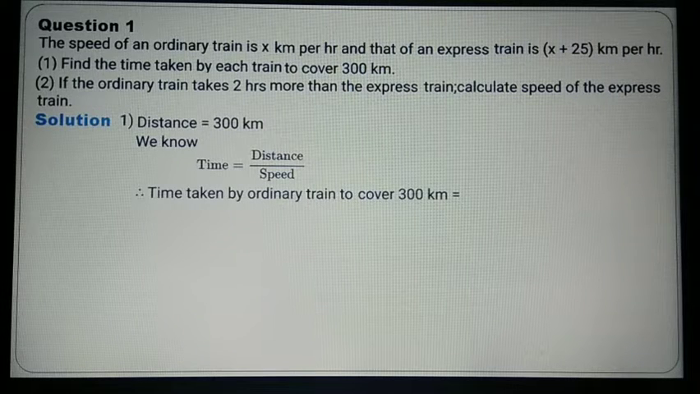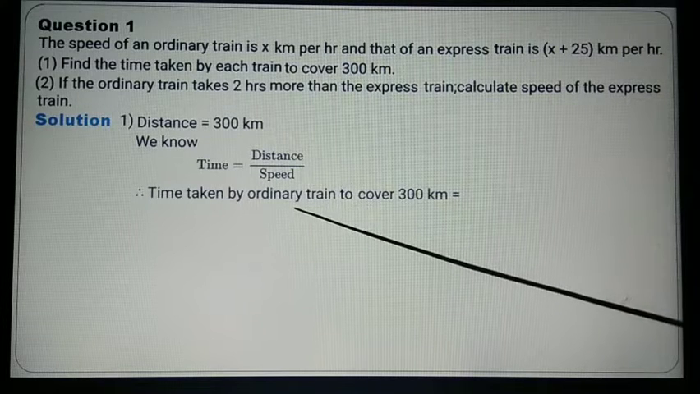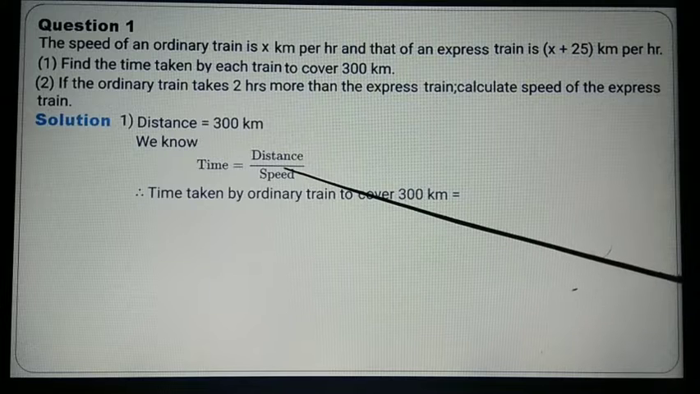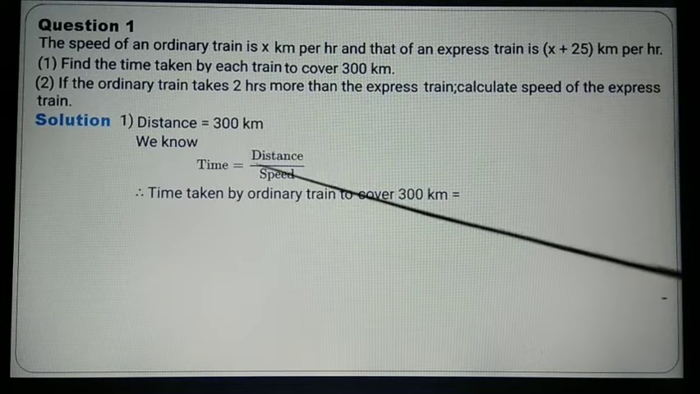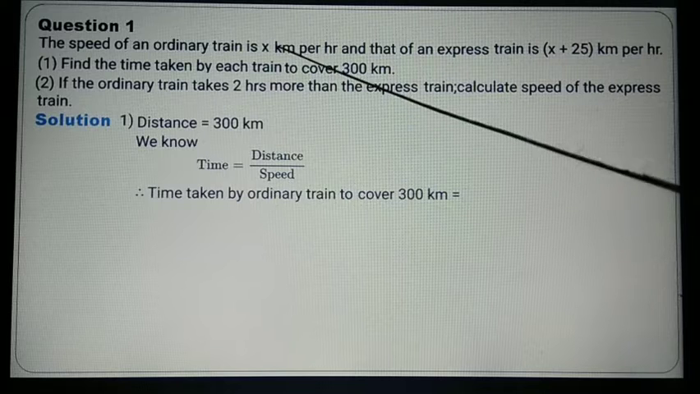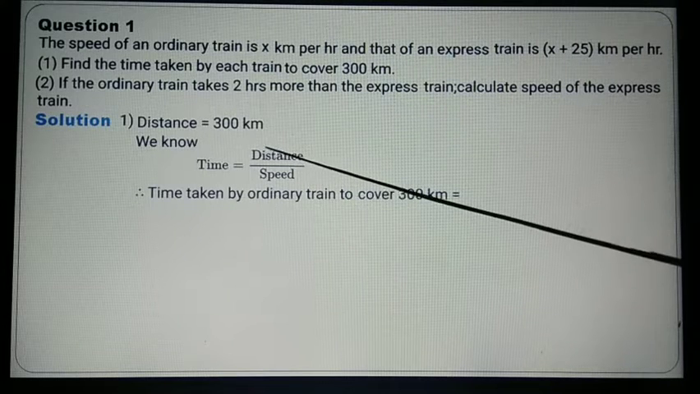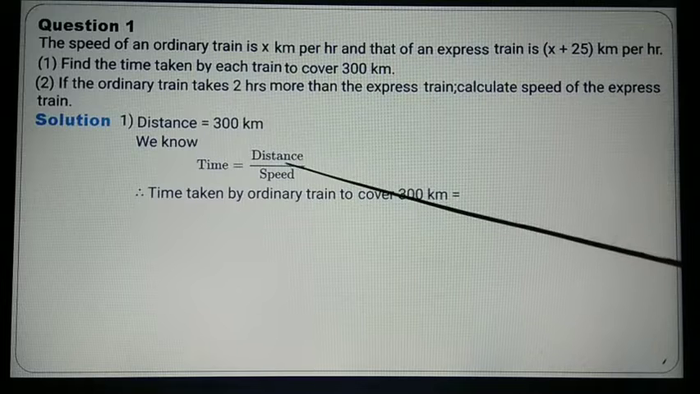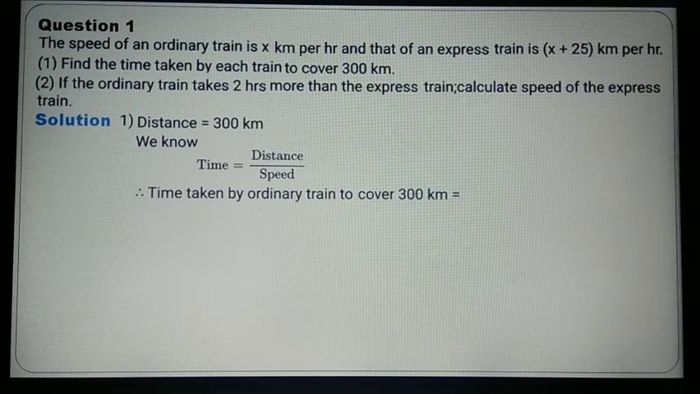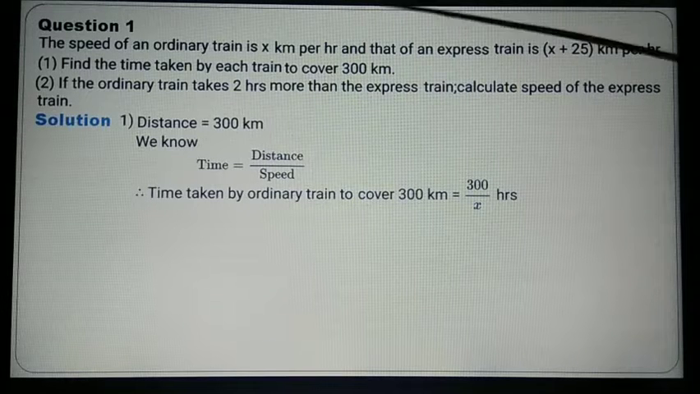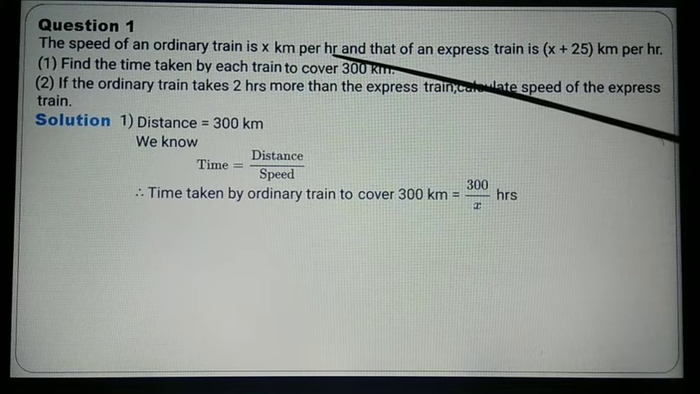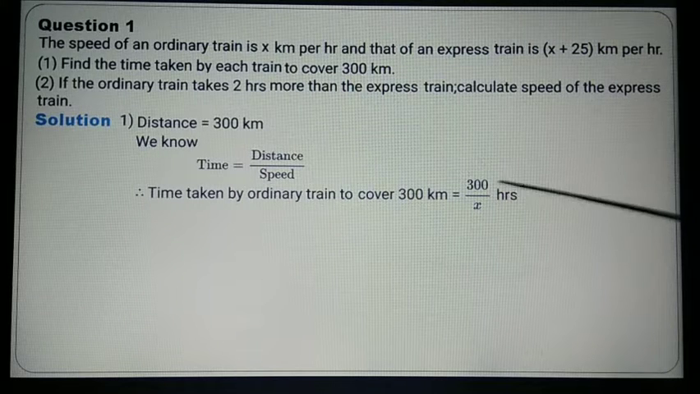Now let's see the time taken by the ordinary train to cover 300 kilometers. For the ordinary train, the distance to be covered is 300 kilometers, and the speed is given to be x. So the time is going to be distance, that is 300, by speed, which is x. So it will be 300 by x hours. Since the speed is in kilometer per hour, the time is going to be in hours. This is the time taken by the ordinary train.